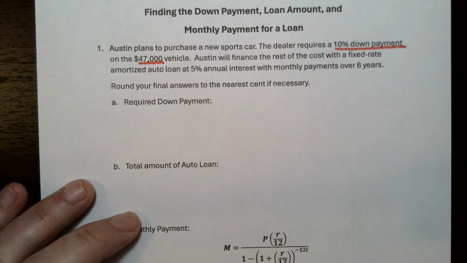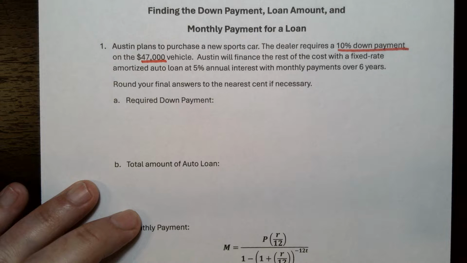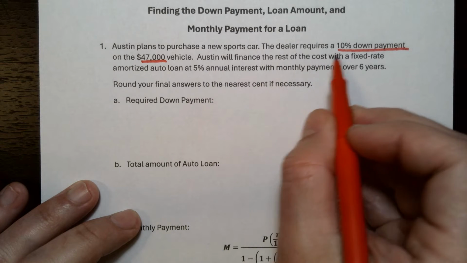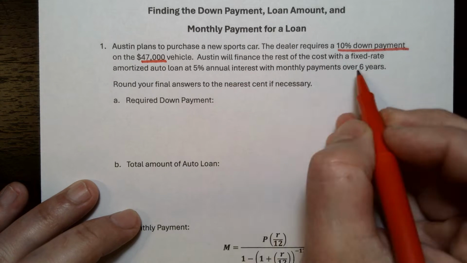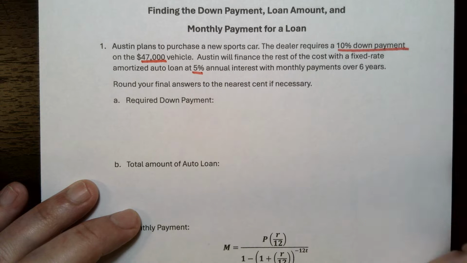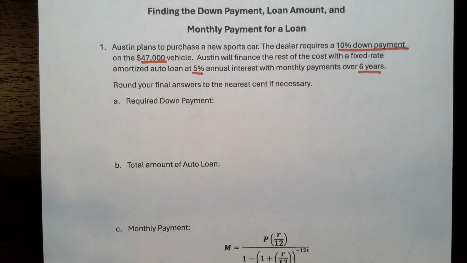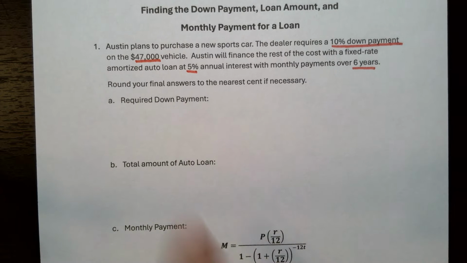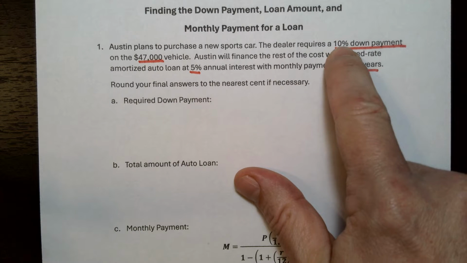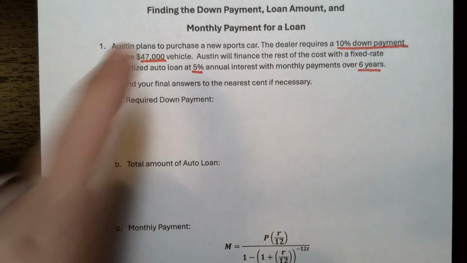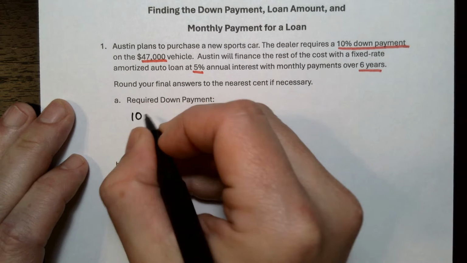So that's how much it cost. And Austin will finance the rest. So he'll pay the down payment and he'll finance the rest at a 5% annual interest rate over 6 years. So first question says, find the required down payment. Well, it's 10% of the entire thing. So it's 10% of 47,000.